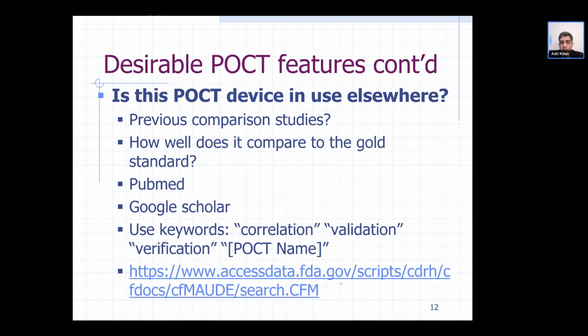Some of the key words that you should use when you do this search are the words correlation, validation, verification, and then the point of care test name. And then in the US, the FDA has a site where, for those instruments which are being used in the US, if there's been an FDA recall on something, it gets listed. So before you buy an instrument, often people access this site to see if there's been any recalls or how well it's been performing.